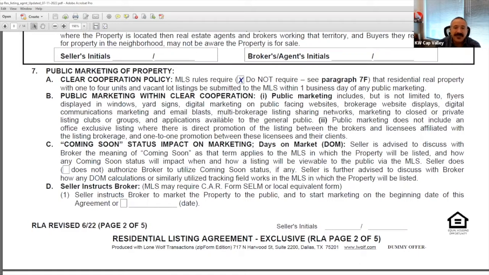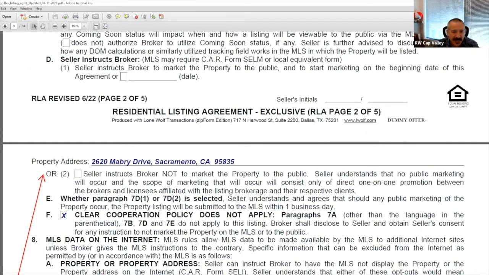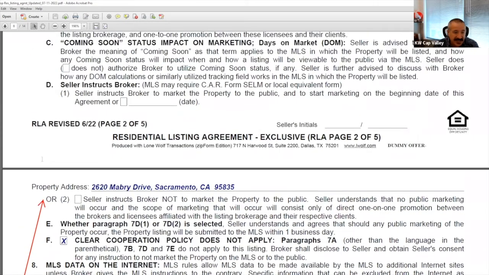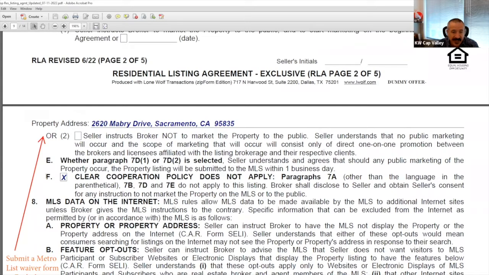So Metrolist did not opt to participate with clear cooperation. And in that regard, you need to put an X here under 7A, as well as 7F. You're going to put clear cooperation policy does not apply.